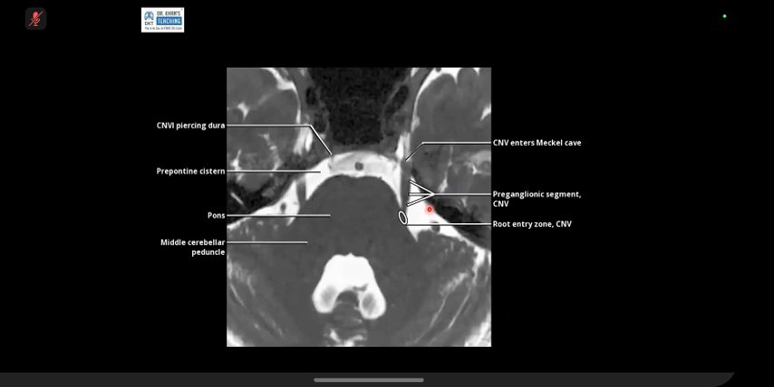So there is no concept of MRA. You will not pick it up on an MRA. You have to ask for a CISS. And the basic concept is what we call, this case was slightly different because we could see it on a T2 weighted sequence also. But usually these are small branches, usually of the superior cerebellar artery, which abut and displace the trigeminal nerve. We call it a neurovascular conflict.